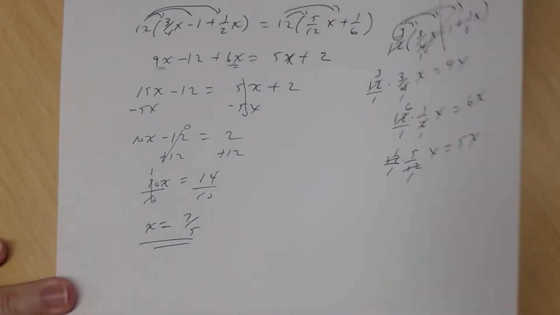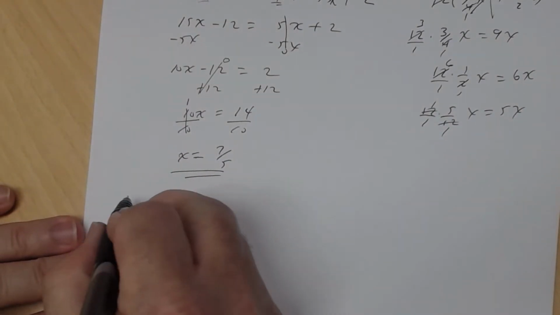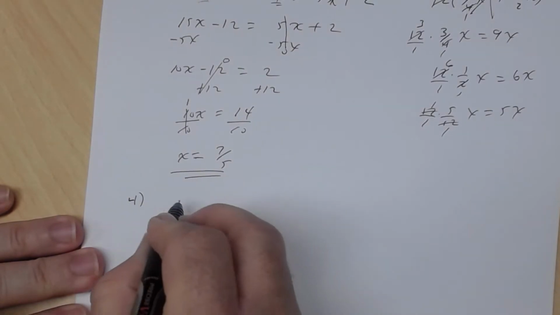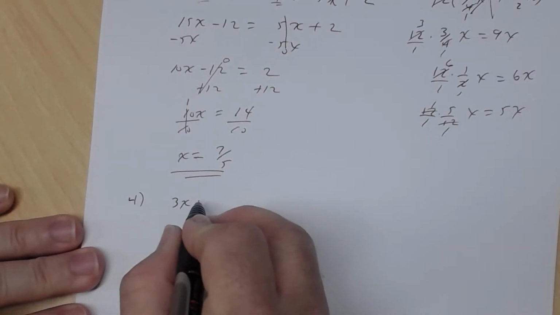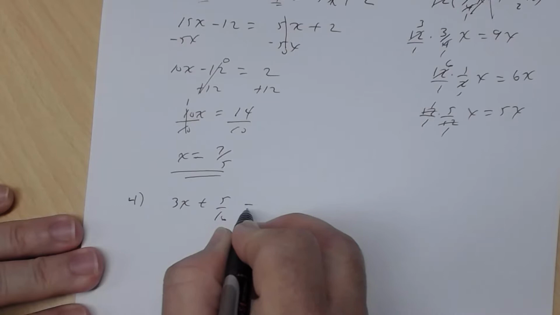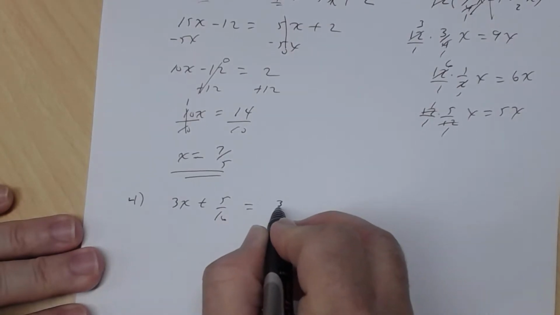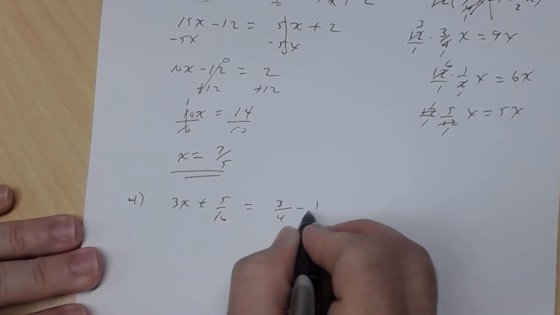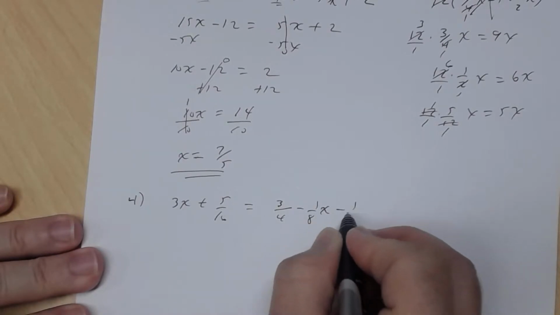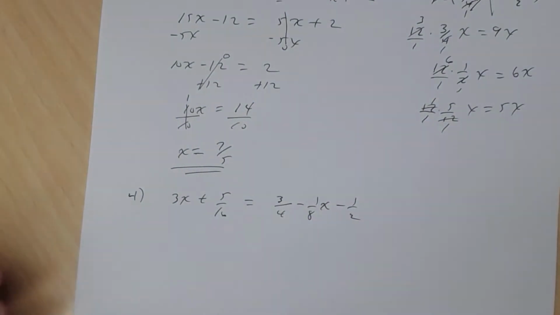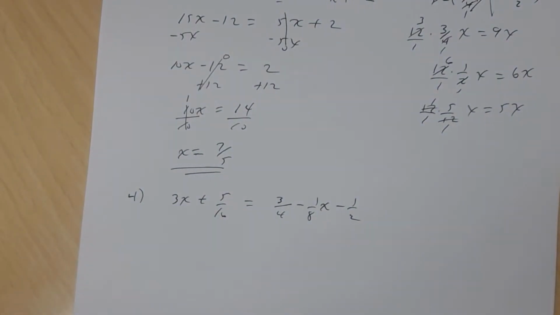All right, let's look at this one, number 4. So number 4, you have 3x plus 5/16 equals 3/4 minus 1/8 x minus 1/2. So 3x plus 5/16 equals 3/4 minus 1/8 x minus 1/2.